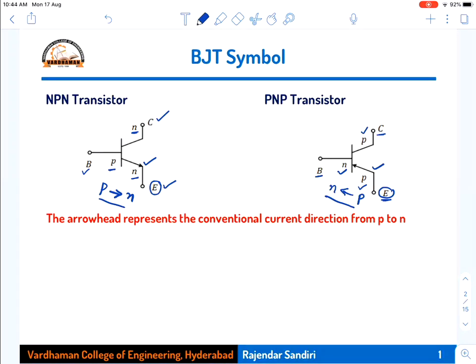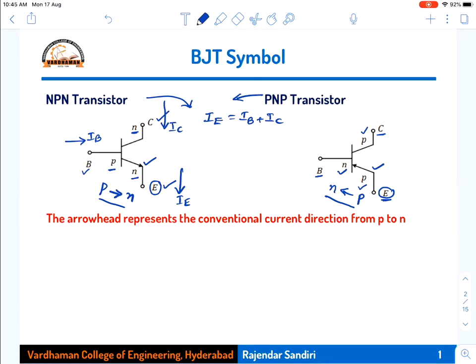Whatever the emitter current is, that emitter current is equal to base current plus collector current, right? In both cases, this equation holds good for the NPN transistor as well as the PNP transistor. So IE is equal to IB plus IC. In case of the NPN transistor, emitter current leaves the transistor, whereas base current is getting inside, and collector current IC is also getting inside. So IE is equal to IB plus IC. Outgoing current is equal to incoming currents. So IE is leaving outside, IB and IC are coming inside.